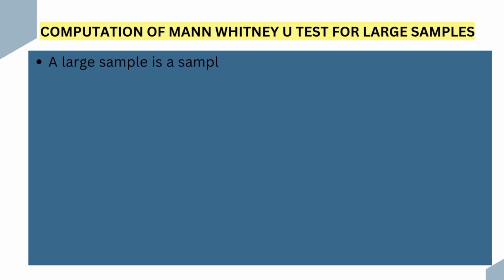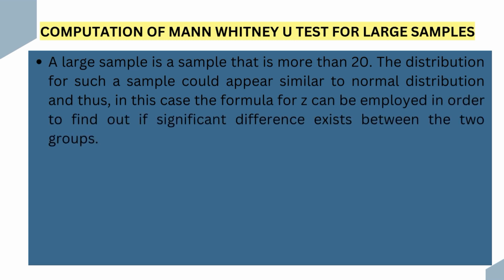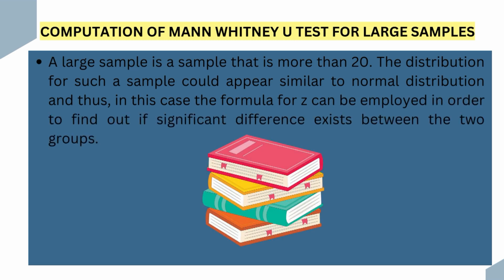Now, let us compute the Mann Whitney U test for large samples. So, we are going to discuss how we compute the Mann Whitney U test when samples are large in nature. A large sample is a sample that is more than 20. The distribution for such a sample could appear similar to a normal distribution, and thus in this case the formula for Z can be employed in order to find out if a significant difference exists between the two groups.